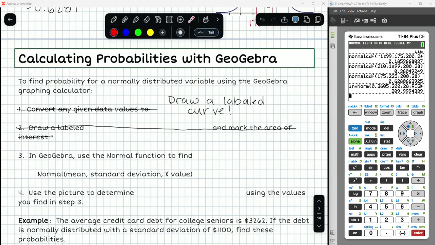Once your picture is set up and your probability statement is set up, you're going to go to GeoGebra and use the normal function for each of the given x values. What this normal GeoGebra function does is it takes in the mean and standard deviation of your variable, takes in a boundary value, and it spits out the area to the left of that boundary value.